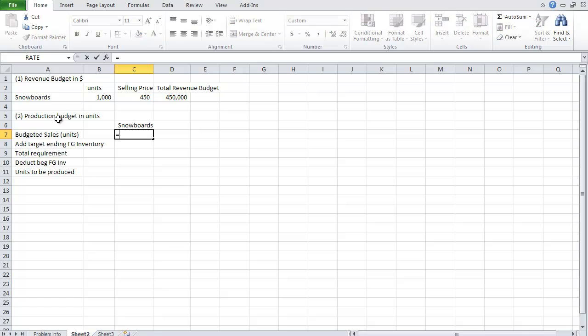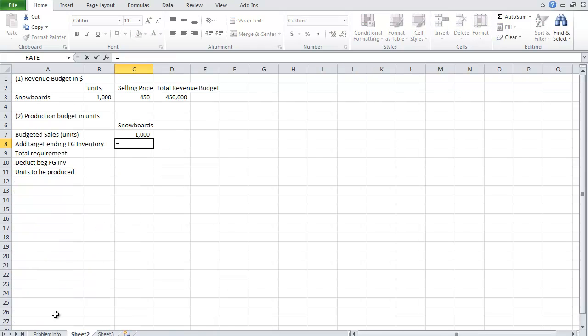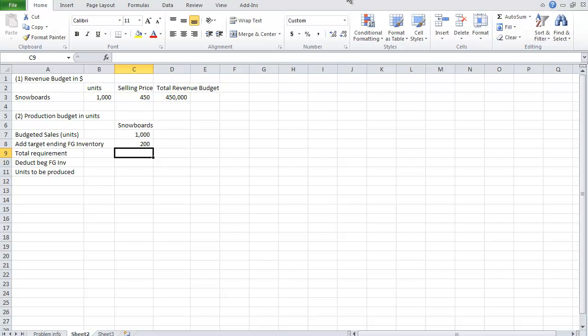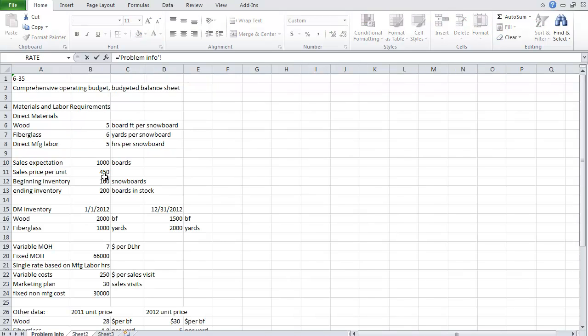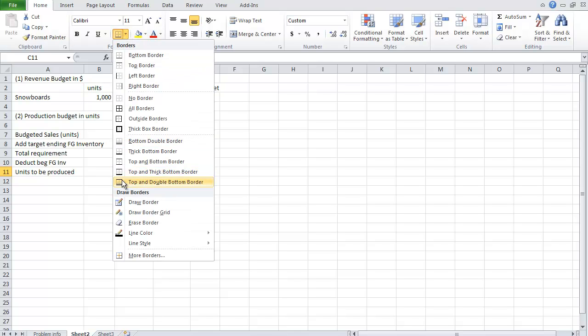So let's go get these things. The problem information told us again that we have 1,000 boards. In the information we were given, which we would have gotten from our expectation on a manufacturing side, we needed to have some ending inventory. We are told that should be 200 boards in stock by the time we are finished. Therefore, the requirement is adding the two of those together. From there, we know we had some sitting on the shelf, so we don't need to make those. We already had 100 boards sitting on our shelf. So the number that we need to produce in 2012 should be 1,100.